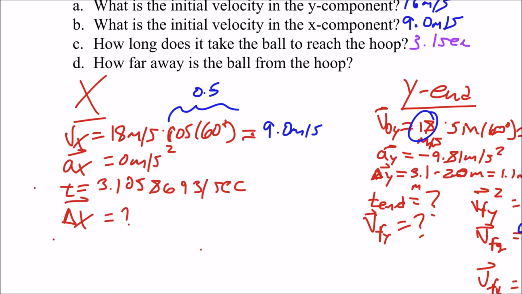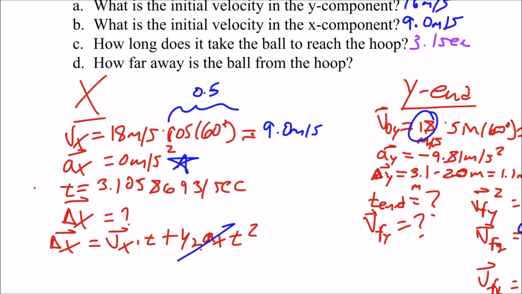Okay, so we can say delta x is equal to vx times t plus 1/2 ax t squared. The acceleration in the x-axis is always 0, which means this whole term over here goes away. So delta x then is going to be equal to 9 meters per second times the 3.105 value for time.